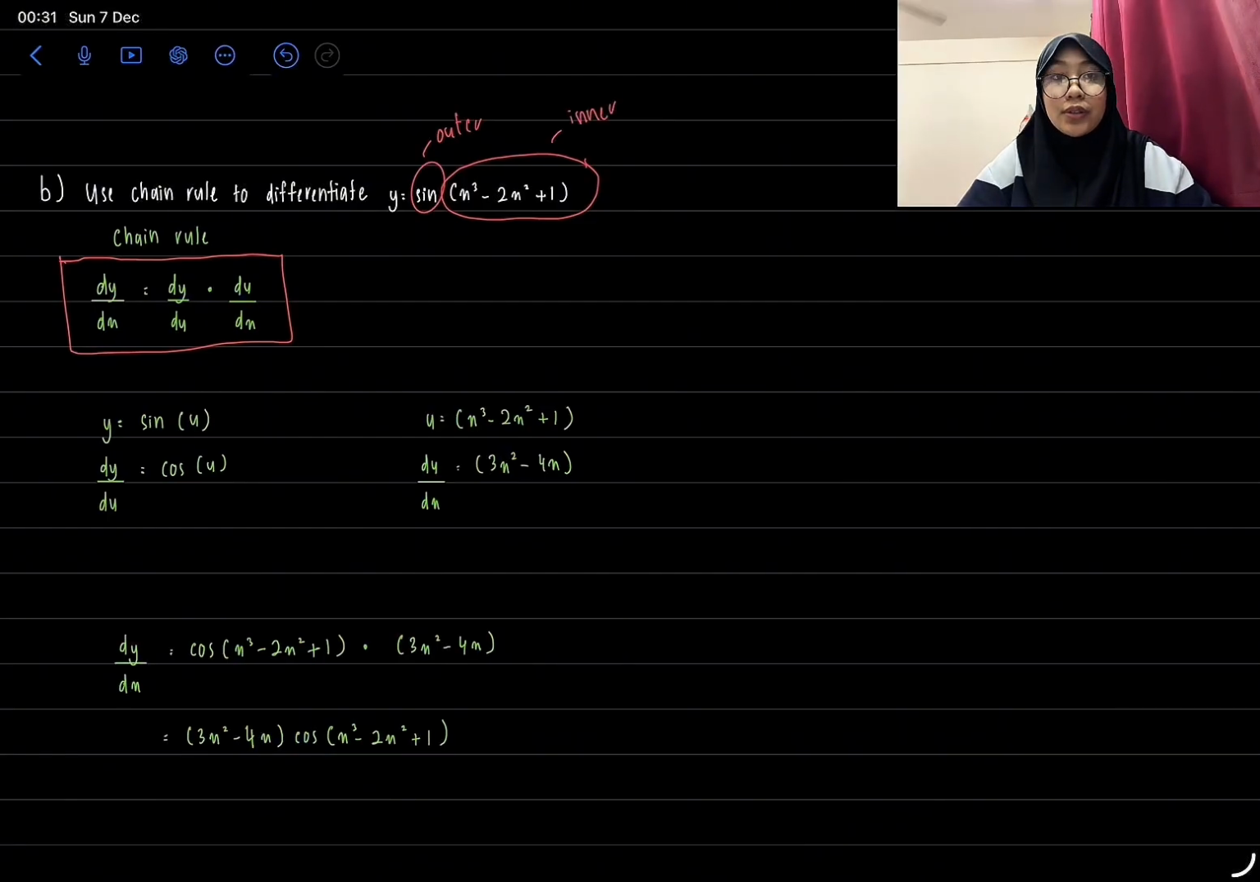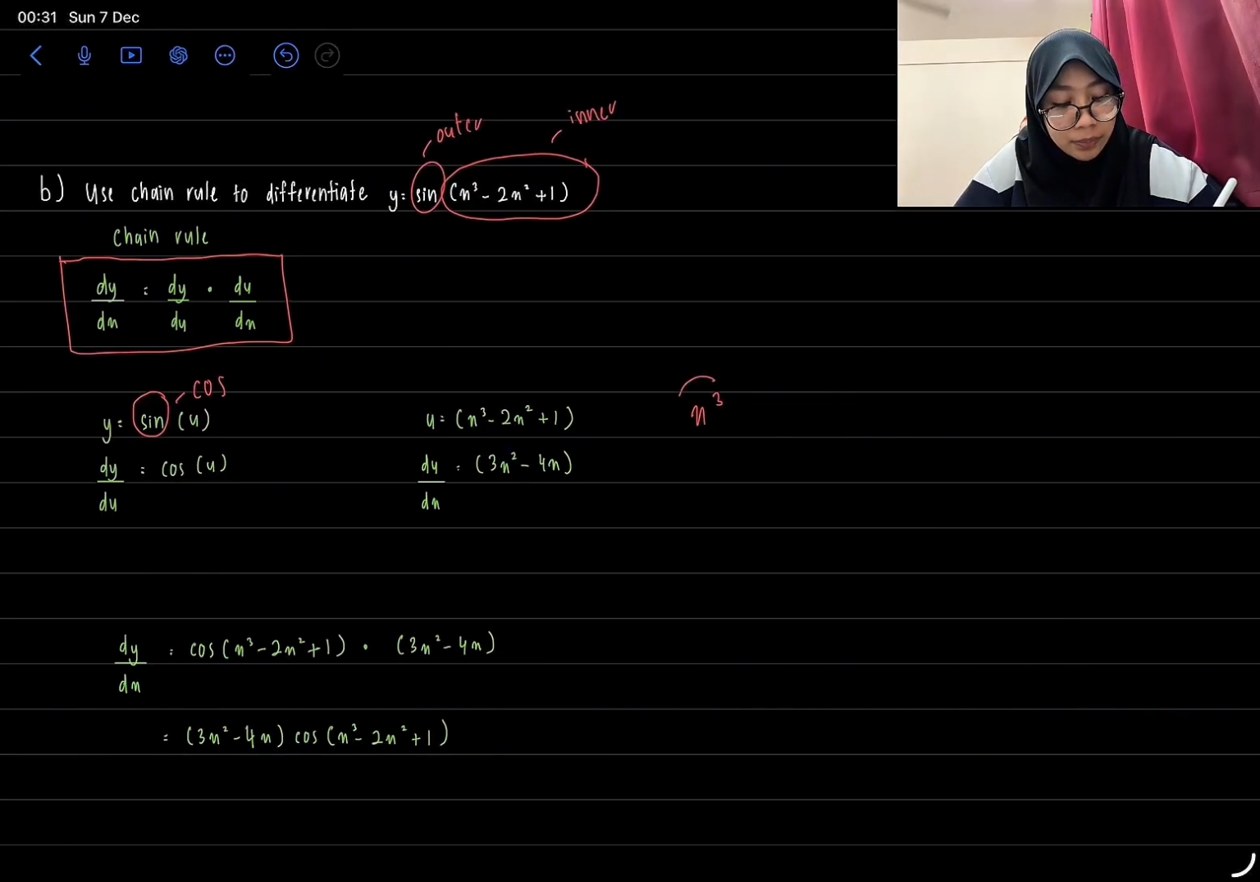Step 3, we need to differentiate the outer function. If y is equal to sine u, then dy over du is equal to cos u. As I said in the previous video, if we differentiate sine, we get cos. For the inner function, we need to differentiate it too. If u is equal to x cubed minus 2x squared plus 1, then du over dx is equal to 3x squared minus 4x. For x cubed, 3 multiplied by 1, you get 3x squared. And for negative 2x squared, 2 multiplied by negative 2, you get negative 4x.